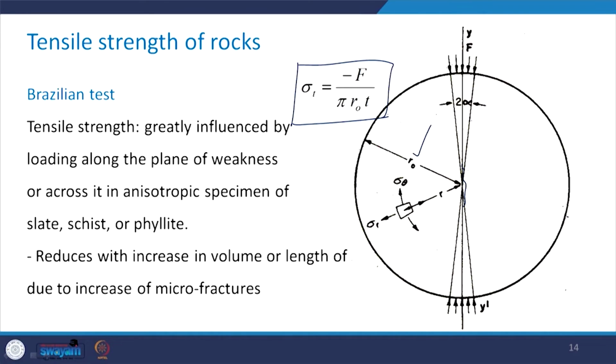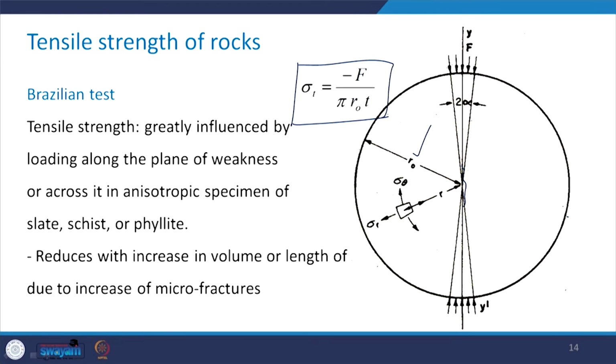The tensile strength is greatly influenced by the loading along the plane of weakness or across it, especially in the anisotropic specimen, and rocks like slate, schist or phyllites are highly anisotropic. So, in that case the tensile strength would greatly depend upon how you are doing the test, along which diameter you are loading the specimen.